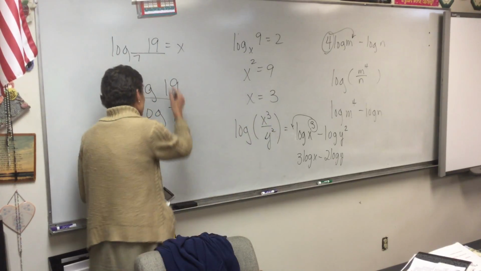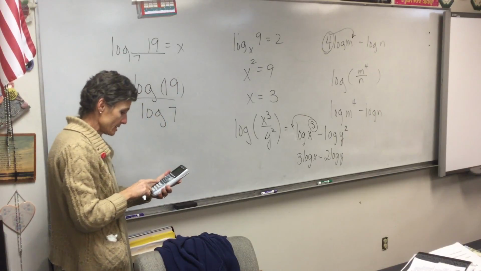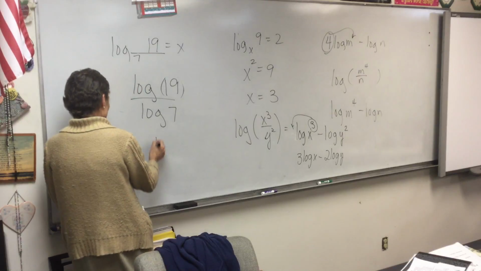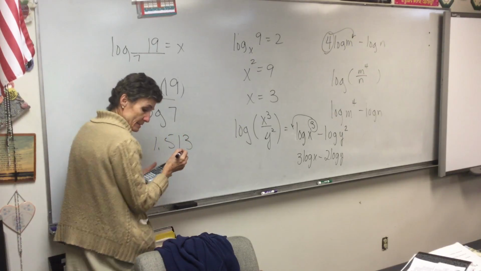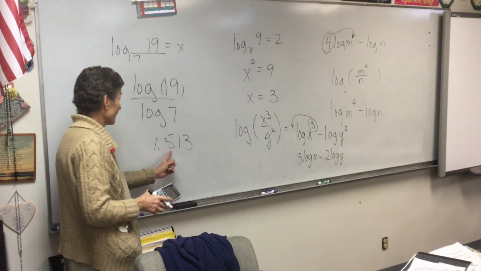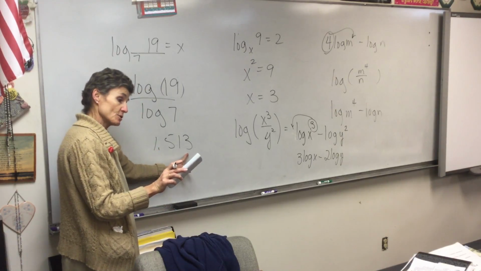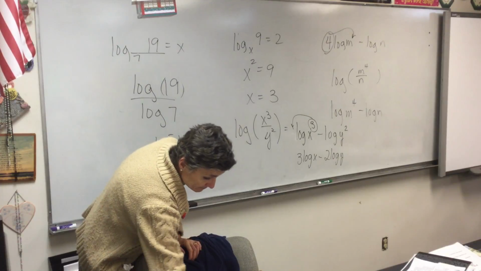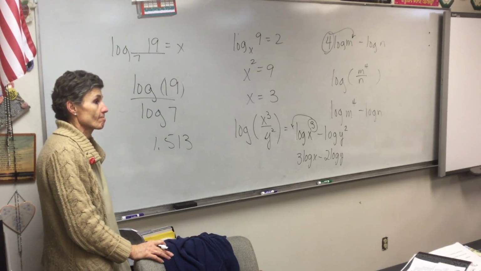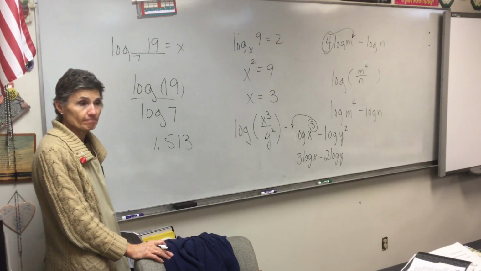Don't forget to close the parentheses around that 19. And you should get 1.513. Does it tell me how to round? Thousandth. That would be 3 decimal places. So 1.513 is right. You okay with that?